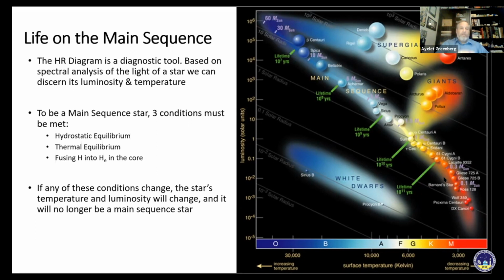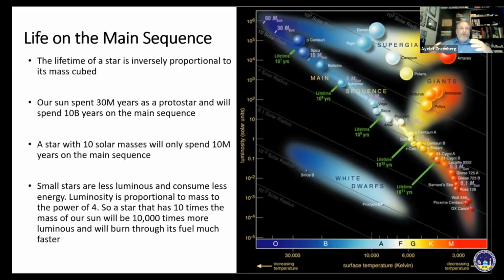So we'll be referring a lot to this diagram and to this concept of the main sequence, and we'll talk about supergiants and red giants and white dwarfs later. This is where they appear in this diagnostic tool. Now, the lifetime, how long will a star live in this main sequence, is inversely proportional to its mass cubed. Okay, so the bigger it is, the shorter it will live.